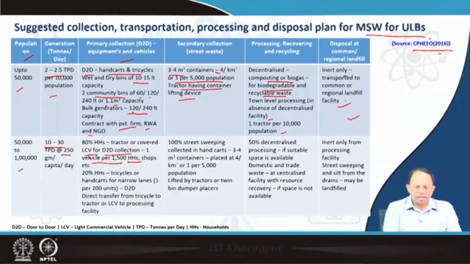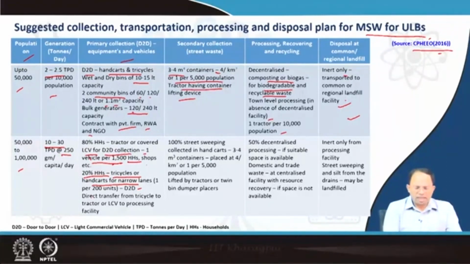So these are the different generators. So we can decide on so many LCVs per so many households or so many collection points. And 20% of the households should be covered by tricycles or handcarts. Why? Because not everywhere can LCVs or tractor trailers go. So that is where the tricycles have to go. So that's an assumption that 20% would be adequate for this size of a city.